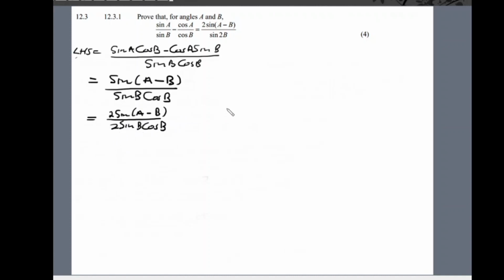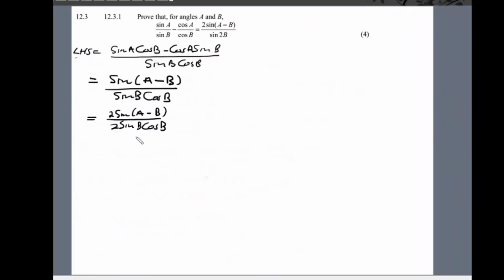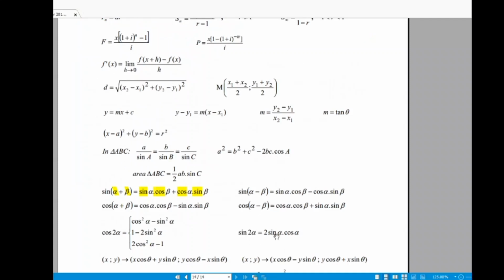And then notice from this identity here, sine 2A is equals to 2 sine A cos A, right? So here in the denominator we have 2 sine B cos B. Therefore, our denominator will be sine 2B. And then we are done because we used this identity, right?